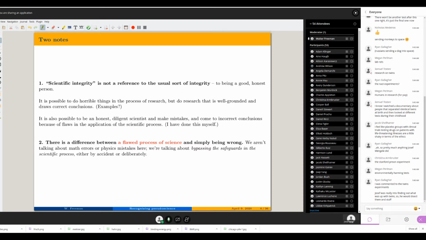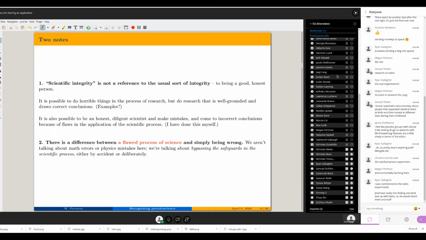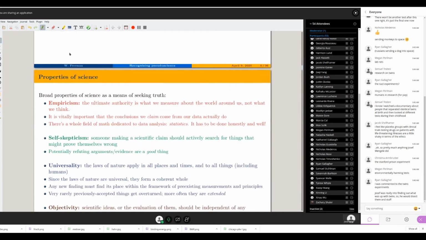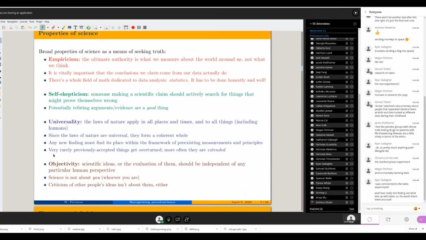I'm not going to take stances on controversial issues because that's not my place. But what I want to help you do is to give you the tools that you need to detect nonsense when you find it out in the world. So we talked last week about four broad properties of science as a means of figuring out what's true about our world.